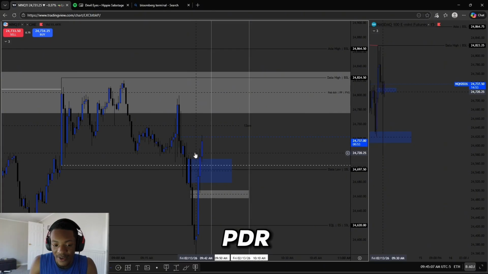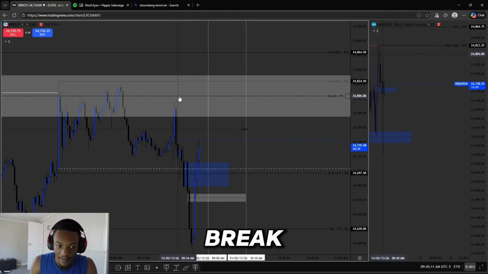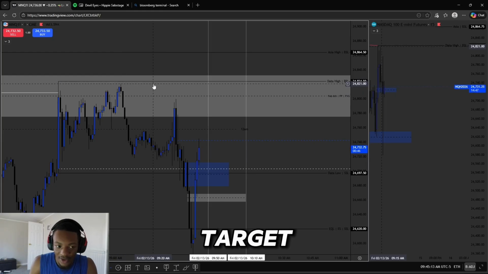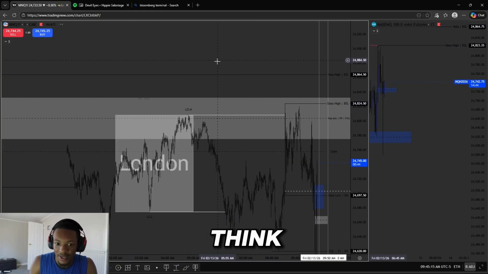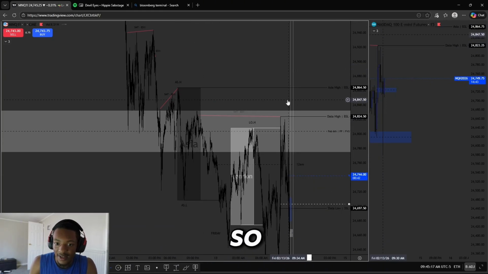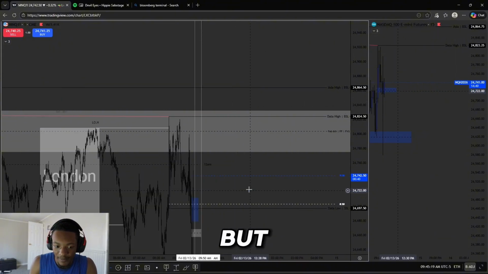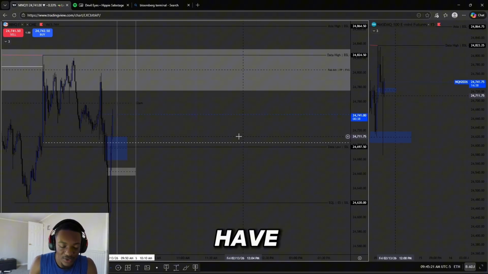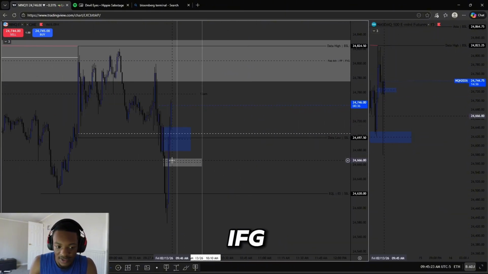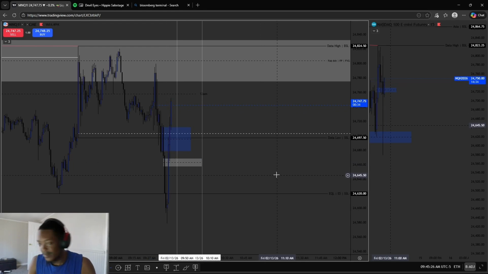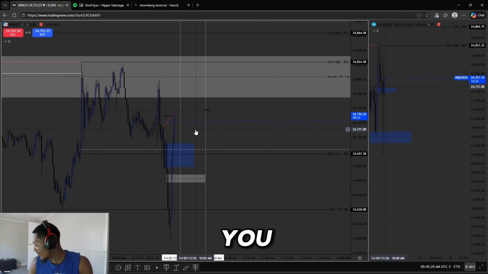Make sure you use a PD rate though. Don't just enter. Use something so you know why you're taking longs. Break even will be here, and target will be here and here. I don't think we have anything higher. Nah, so target would just be Asia and data high. But the best entry for the longs would have been off the IFVG. Yeah, it's getting a little bit late now if you didn't take it.